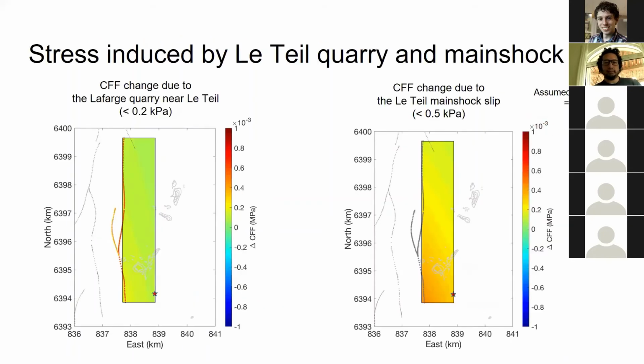Next slide. And here on this slide, we're showing the stress changes induced by the quarry activity near the Ledé, and also on the left, the change of Coulomb stress induced by the slip on the main shock of the Ledé. As we can see here, both effects are very small, and the stress changes due to these two effects are less than 1 kilopascal and smaller than the tidal stress change. So we can also safely ignore these two effects.